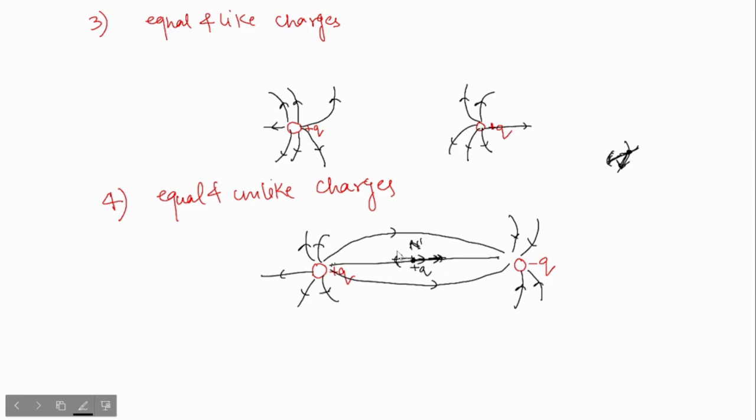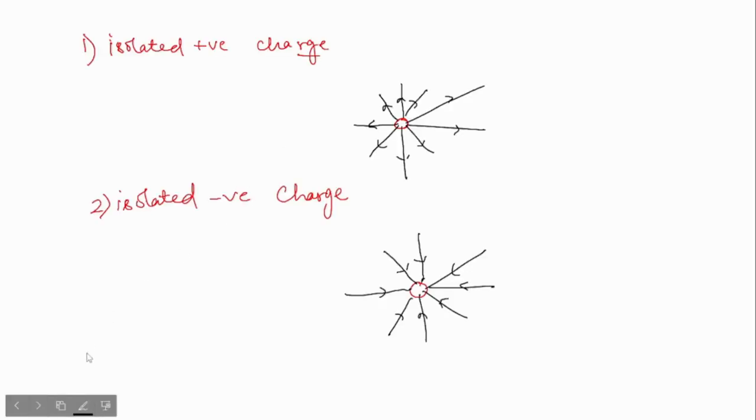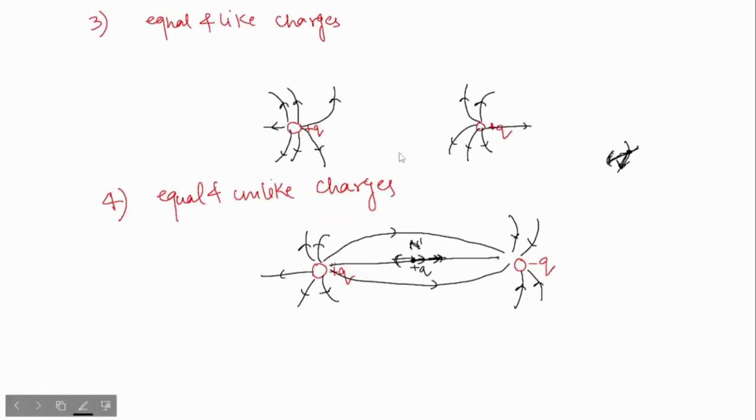And so these were four basic cases: how you can draw electric field lines due to an isolated positive charge, an isolated negative charge, two equal and like charges, and two equal and unlike charges. You can also draw them if the charges are not equal. Then this neutral point shifts towards this side or this side, depending on the magnitude of charge. The distance between the neutral point and the other two charges will shift. So these were the basics.